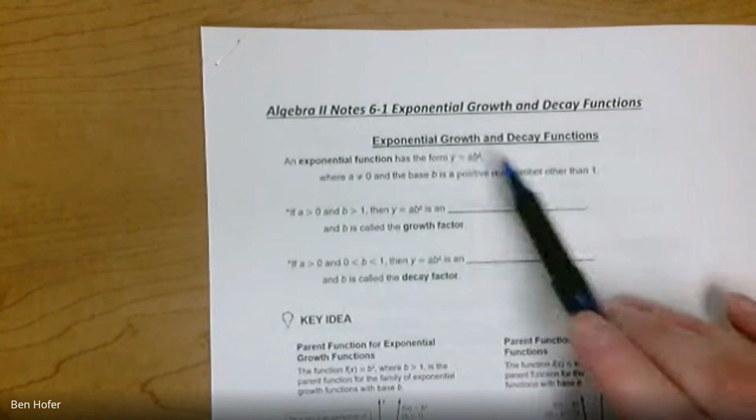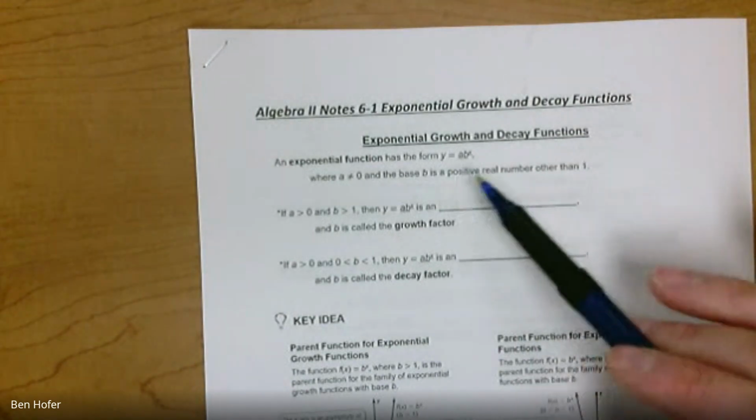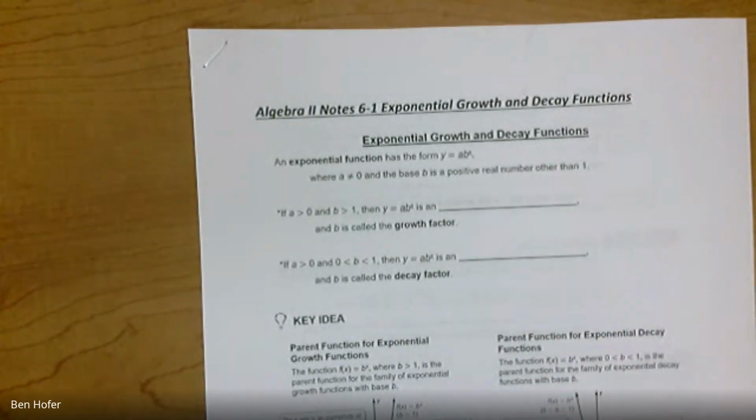Okay, so a can't be 0 because multiplying anything by 0 gives us 0. B is a positive, right? That base that goes with the exponent is a positive real number besides 1, because if it's 1, it doesn't really matter what's going to happen with the exponent.